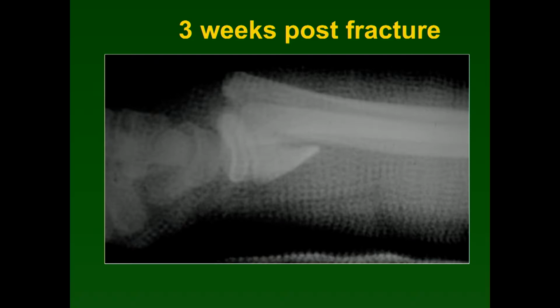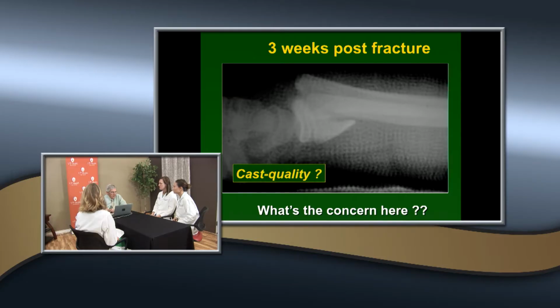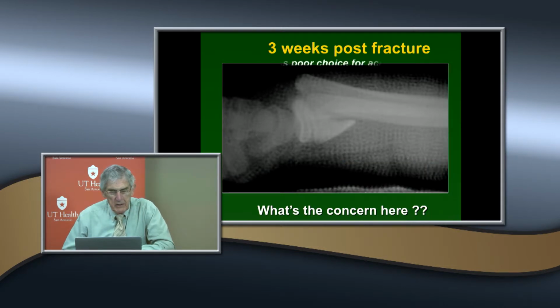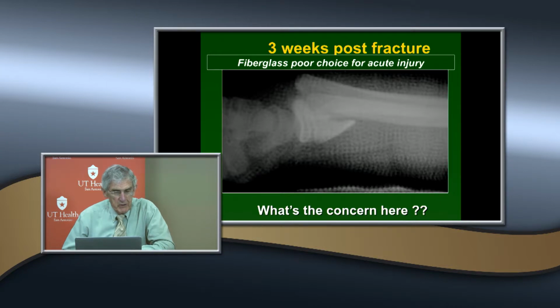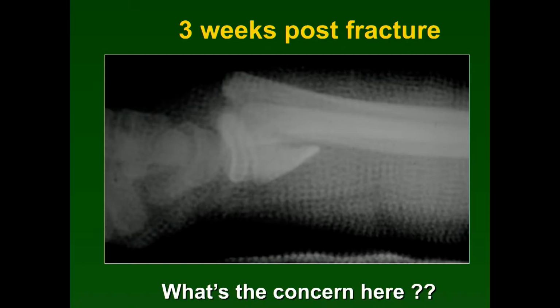What's your assessment here? That alignment is not acceptable. Why? It has volar angulation. Yeah, but why? I know it's not acceptable. But why do you think? He's near the end of his growth. Well, one was, what's the cast quality? It has a high cast index. That's one thing, and he wasn't dorsiflexed, and you really can't hold him very well. And the other thing is that he used fiberglass. Now, there's controversy. Some people use only fiberglass, but it's my opinion that if you want something to really mold, you need to put plaster, then you can cover it with fiberglass.